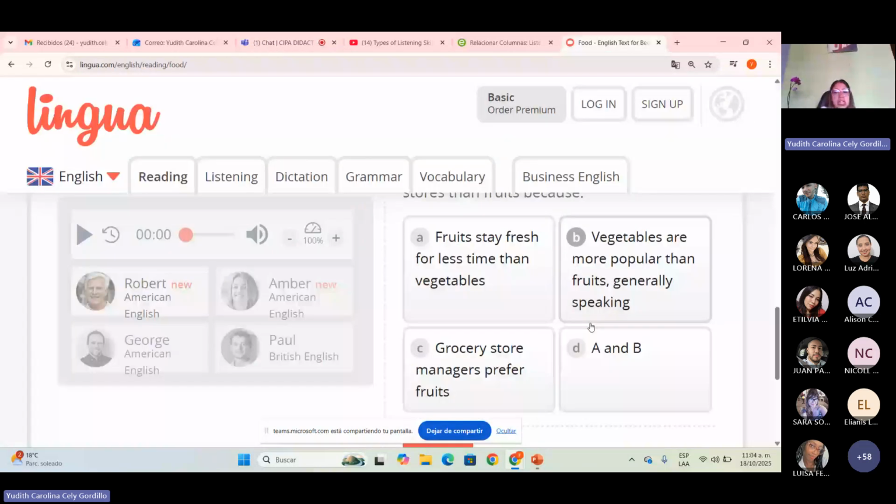Okay, that is about B, vegetables are more popular than fruits, because it's like in the balance. Fruits stay fresh for less time than vegetables. Vegetables are sometimes a little complicated because it is important to put them in proper containers and proper spaces to conserve all those products. Okay, perfect students. Remember the receptive skills are listening and reading. In this one, you receive and understand all the information, and you produce your ideas and express all those things.